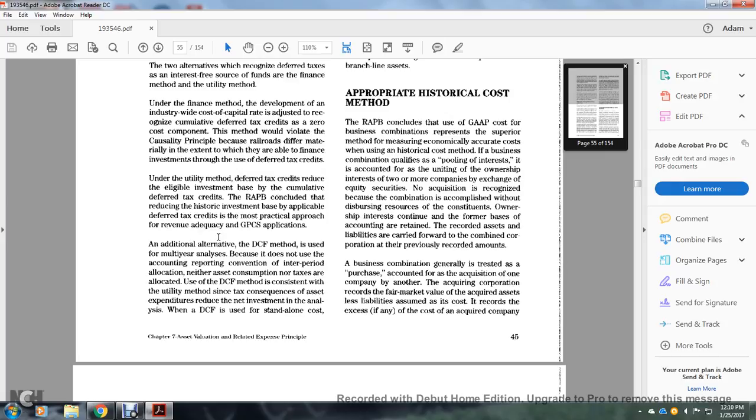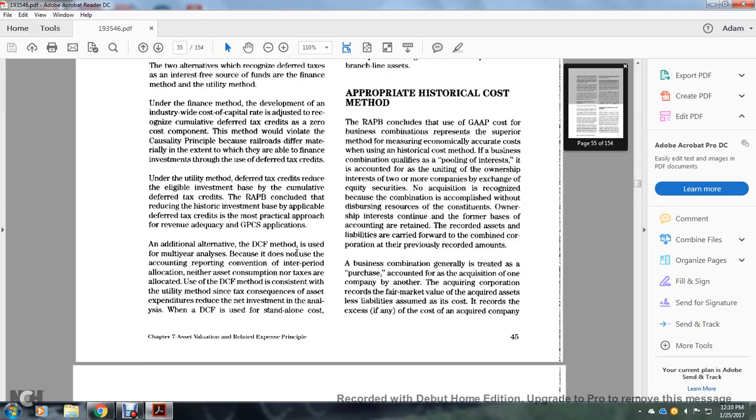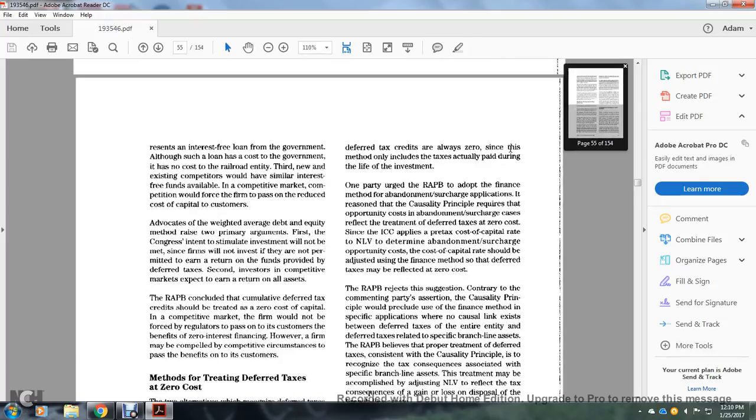An additional alternative to the DCF method is the multiple year analysis, because it does not account for the reporting convention and interferes with the allocation and assessing of the consumption of the non-taxes. Using the DCF method is consistent with the utility method, since the tax is consequently an asset, and the expenditure reduces the net investment. The analysis of the DCF is used for the standalone cost. Deferred taxes are always zero, since the method only includes the tax actually paid during the life of the investment.